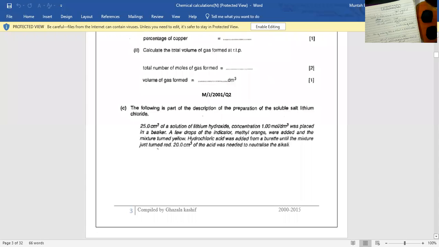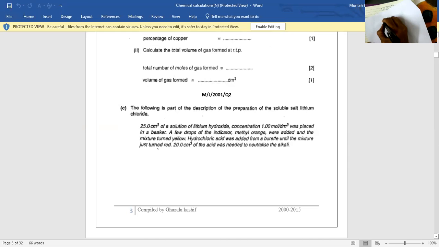What is a hydroxide? What sort of a solution is a hydroxide? Alkali. Very good. Yes, it's an alkali. The concentration is 1 mole per dm cube. And don't be confused. Don't be terrified. 1 mole per dm cube means what? 1 dm cube has 1 mole of lithium hydroxide. That's what it means. 1 dm cube has 1 mole of lithium hydroxide in it.